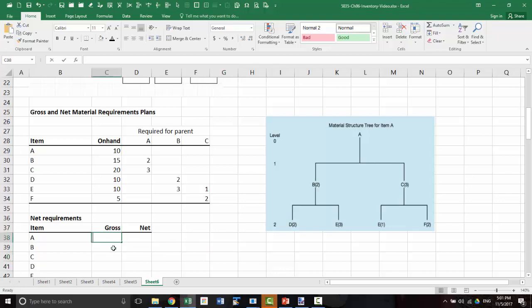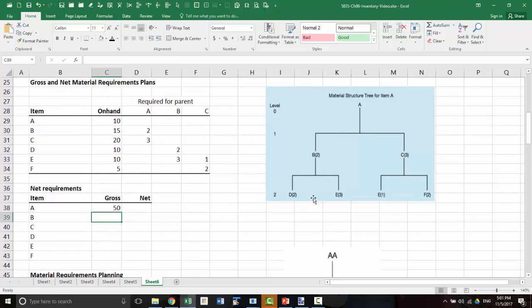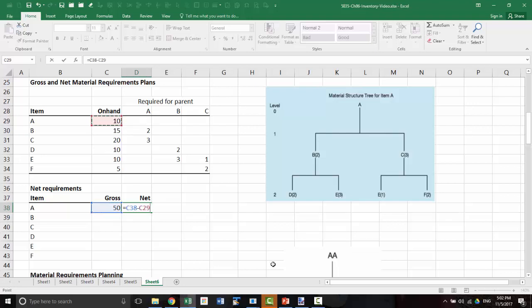This is given. Suppose we want to produce 50 units of item A. How many units of each of these dependent items do you require for the production of 50 units of the independent demand item? A is the final product. So first thing to do is to find the net requirement. You need 50 units, but you have 10 units on hand. So that's your net.